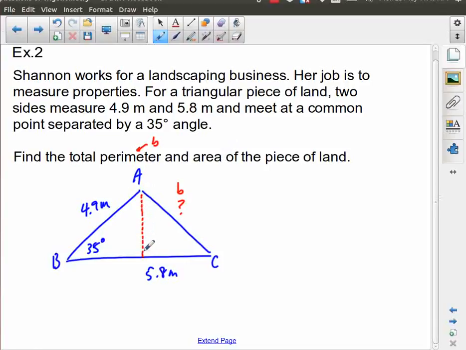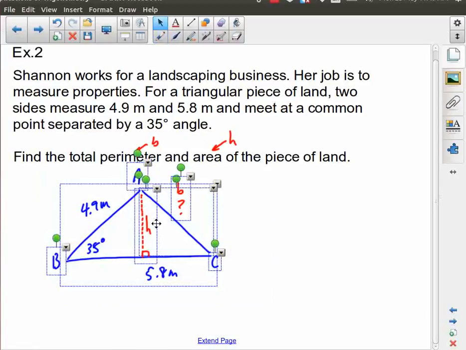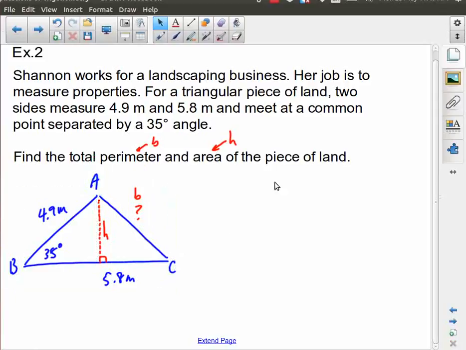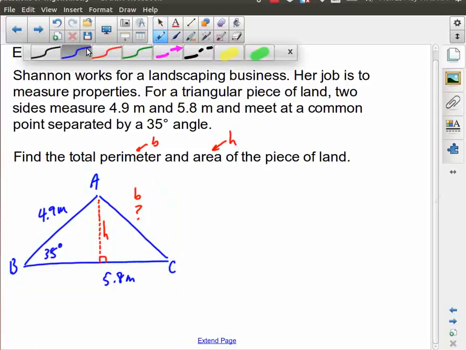So I'm going to drop a vertical there. And so for area, I need the height of the triangle. And I can do these in either order, but I'm going to start off with the perimeter. Just going to move this all over a little bit more so I have some more room over here. So let's go ahead and start with the perimeter.